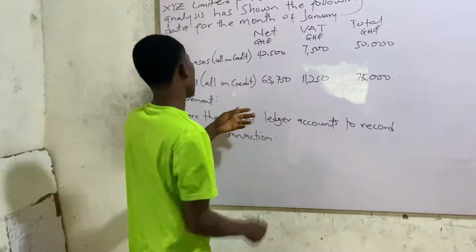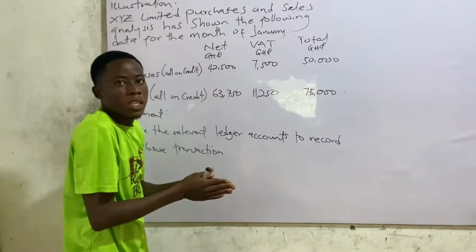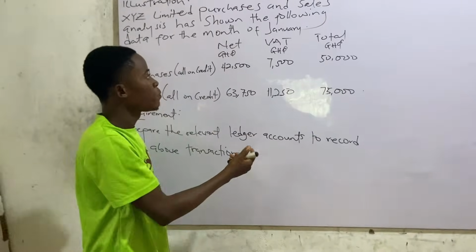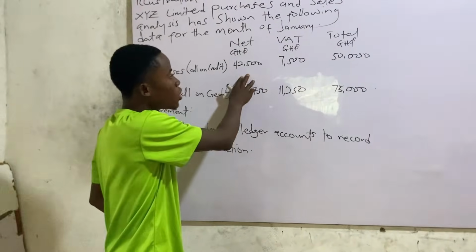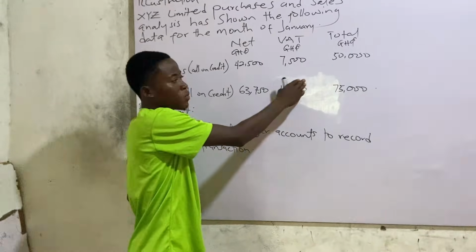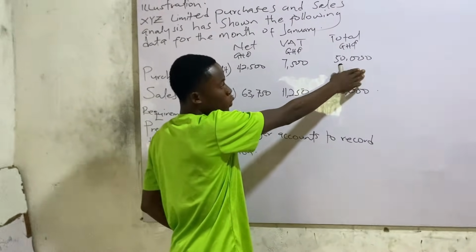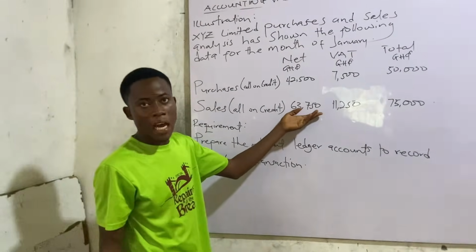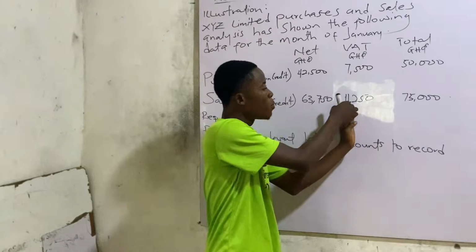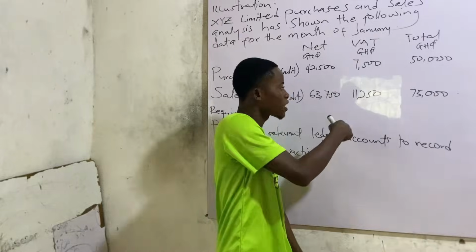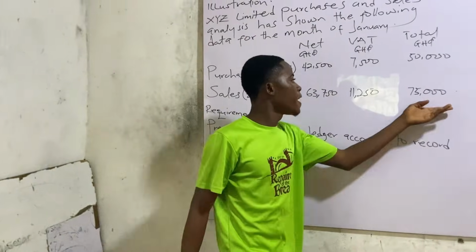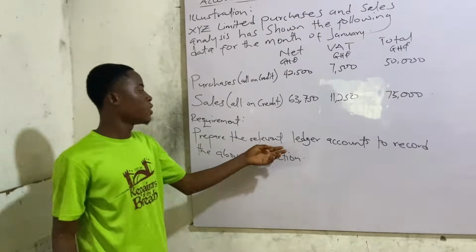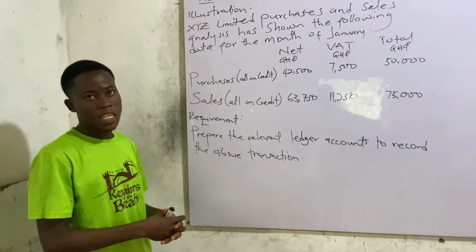Now we have the net amount, that means how much we bought the goods for: 42,500, and then the VAT imposed on the goods bought is 7,500 cedis. The total amount we are supposed to pay is 50,000 Ghana cedis. And then we made sales of 63,750, and we imposed 11,250 Ghana cedis VAT on the sales we made. The total is 75,000. So we are required to prepare the relevant ledger accounts to record the above transactions.